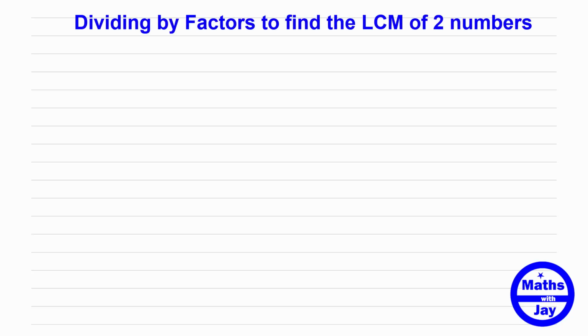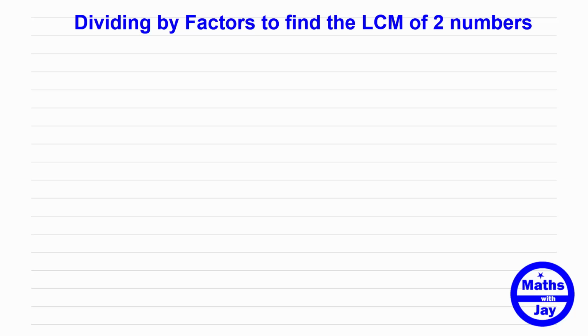We want to look at how to work out the lowest common multiple, or the least common multiple, of two fairly big numbers, so a 2-digit number and a 3-digit number. But before we do that, we're going to look at a really simple example just to show you that the method works for any numbers. So we're going to find the lowest common multiple of 6 and 8.